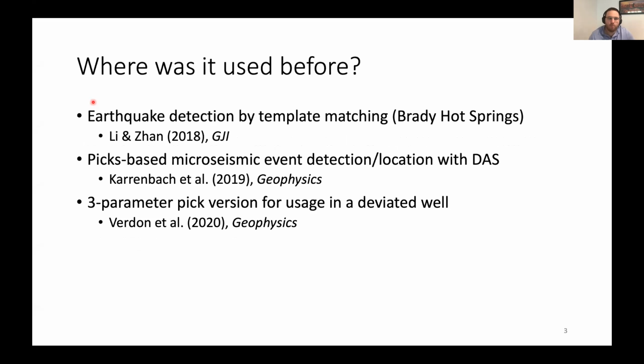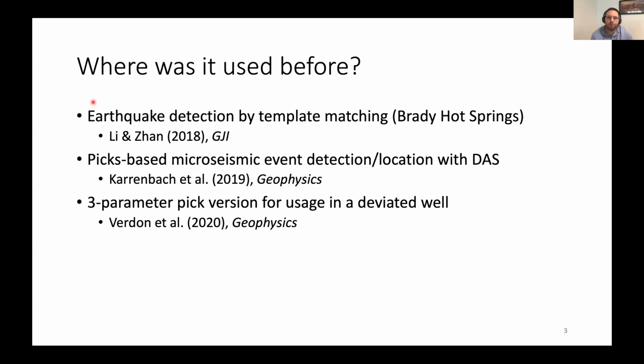So previous studies. I'm really focusing on passive DAS and the applications that I talked about in the previous slides. So Lee and Jan used the Brady Hot Springs data that you've also seen during this workshop to do template matching and detect earthquakes. So they had a few templates, cross-correlated the DAS records with those templates and found many more earthquakes. This is with the surface DAS array.